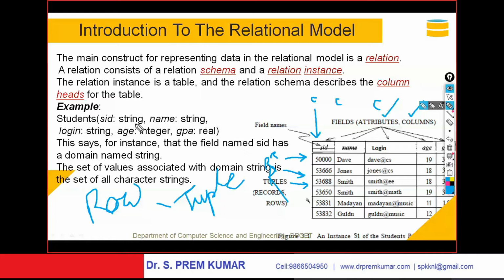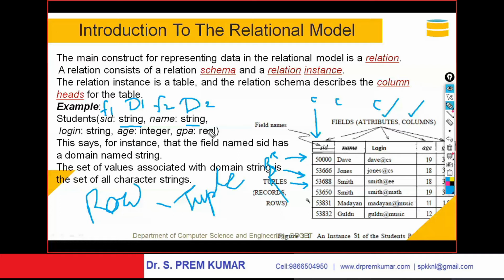The second one is called the domain. Student ID is called a field. Listen carefully. Field 1 belongs to string, so it is called D1. Field 1 belongs to D1, domain 1. Name, the second field, field 2, is of string type, so it belongs to domain 2. In name, we should store only strings. Login is of string type. Age is of integer type. This is called the field, and this is the domain of the field.